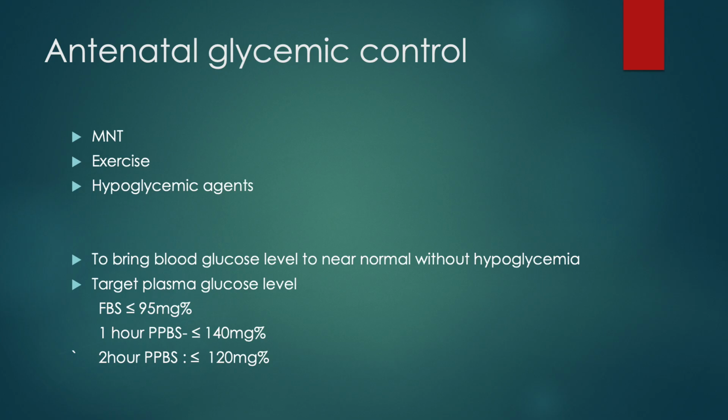The target blood sugar levels we aim at are a fasting blood sugar level of less than or equal to 95 milligram percent, a 1-hour postprandial value of less than 140 milligram percent, and a 2-hour value of less than 120 milligram percent. And we will go into details regarding the different modalities.